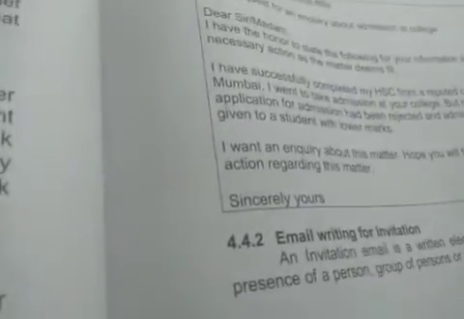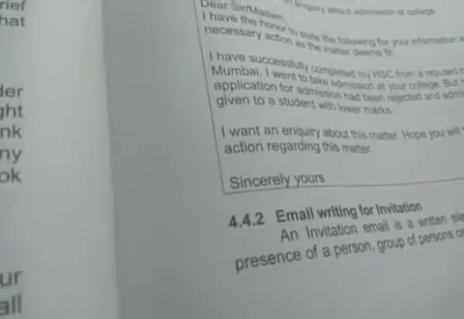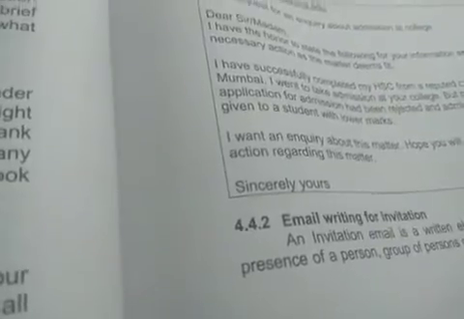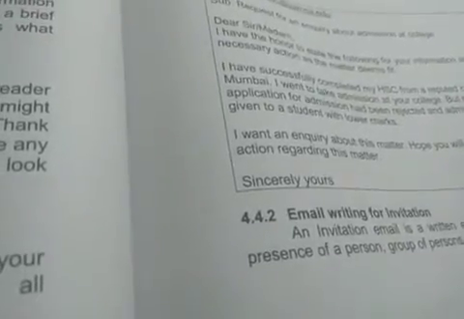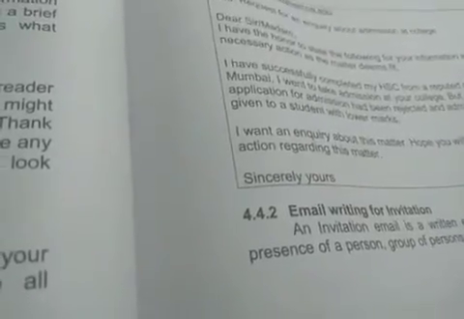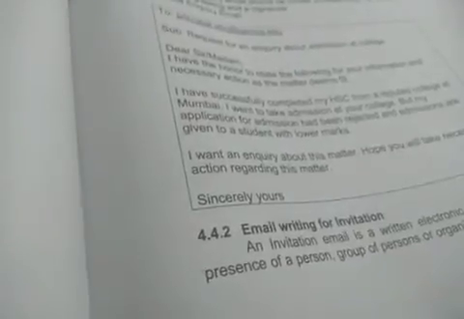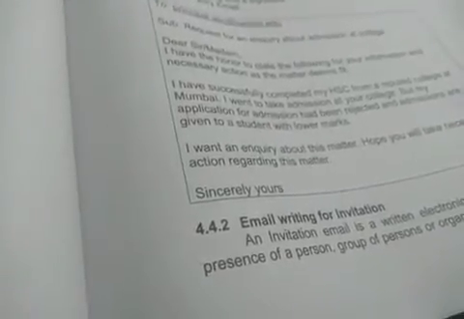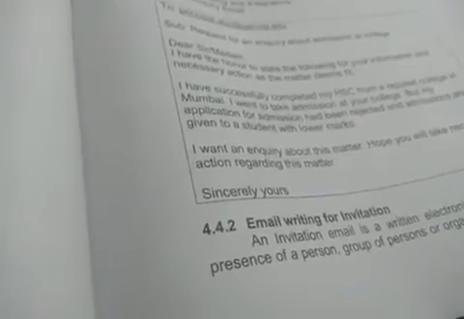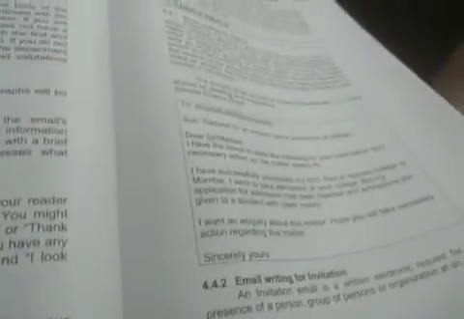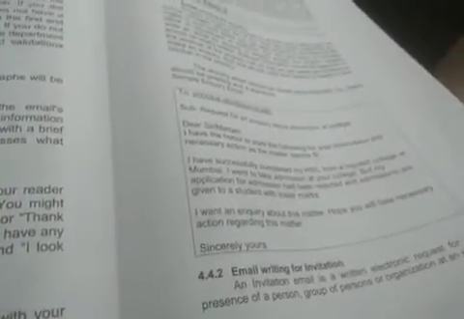Sample inquiry email to principal.abc@samnow.edu. Subject: Request for an inquiry about admission in college. Dear Sir or Madam, I have the honor to state the following for your information and necessary action as the matter deems fit. I have successfully completed my SSC from a reputed college at Mumbai. I went to take admission at your college, but my application for admission had been rejected, and admissions are given to students with lower marks. I want an inquiry about this matter. Hope you will take necessary action regarding this matter. Sincerely yours.